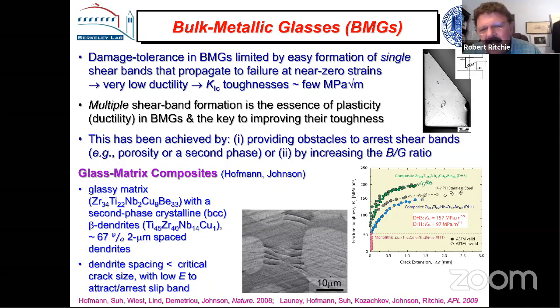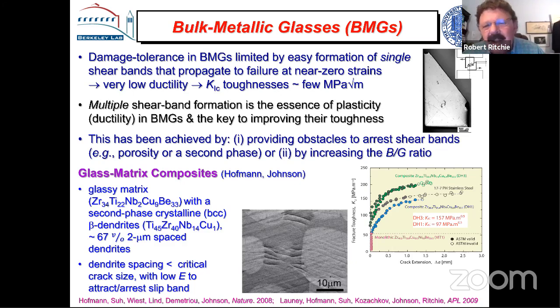But the interesting thing is, if you can develop multiple shear bands, those shear bands are the essence of plasticity. That's how these materials deform. So the key is to get multiple shear banding and not just have single shear bands. Now these materials have plenty of strength. They're amorphous, of course.